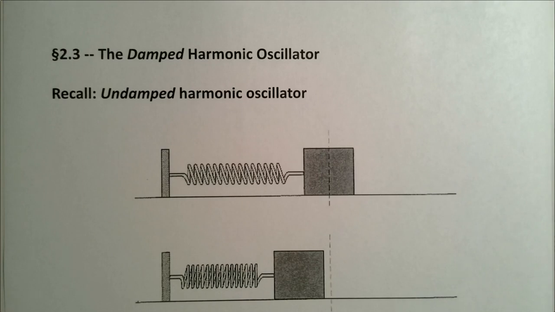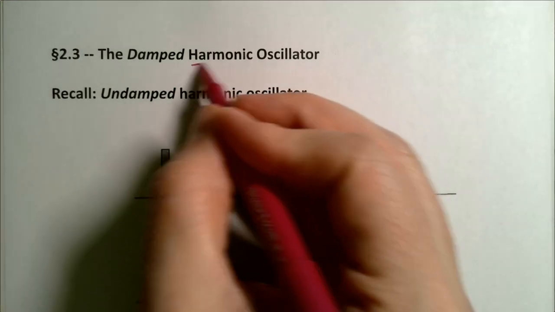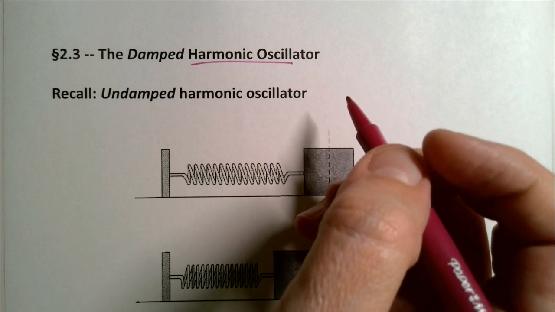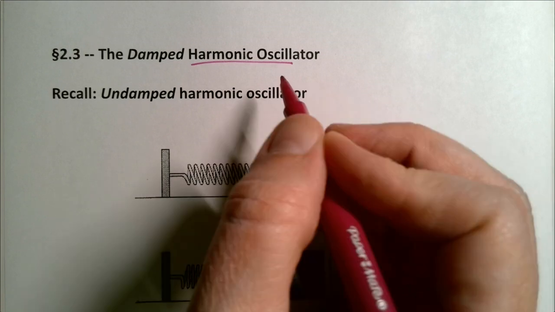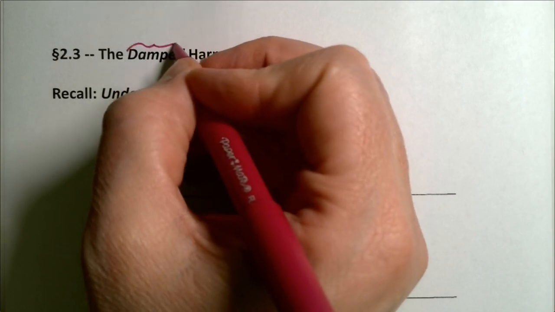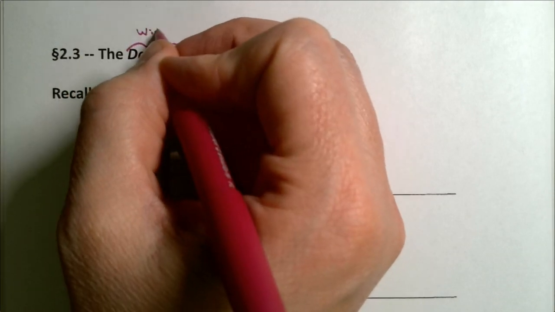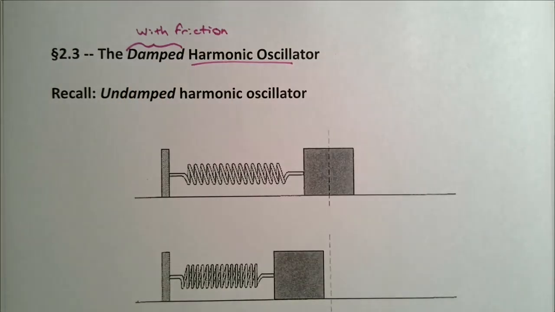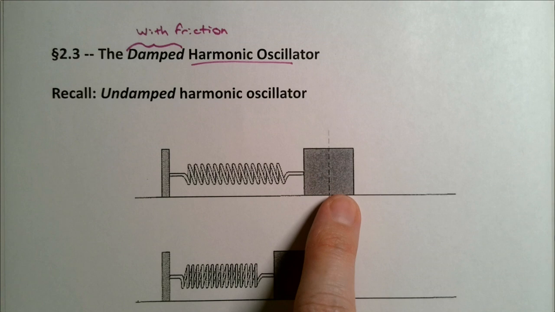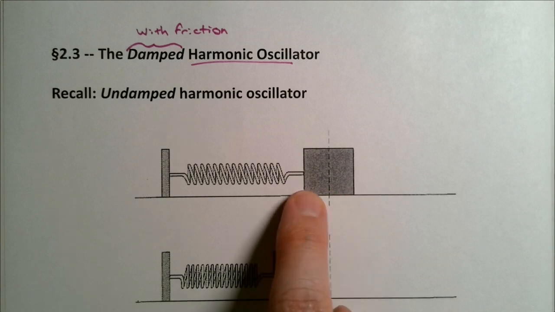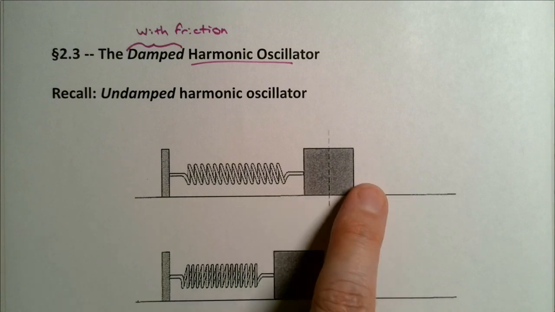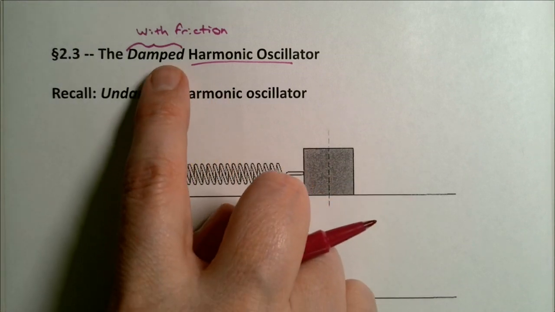In section 2.3, we're going to modify something that we've already taken a look at before, which is the harmonic oscillator. The harmonic oscillator that we saw before was something that we called undamped, or another word for it is unforced. And by damped, really what we're saying is with friction. So an undamped harmonic oscillator is something that, if you were to set it in motion, push the spring in or pull the mass out and release it, it would just wobble back and forth forever. But now what we're going to do is add friction to it.